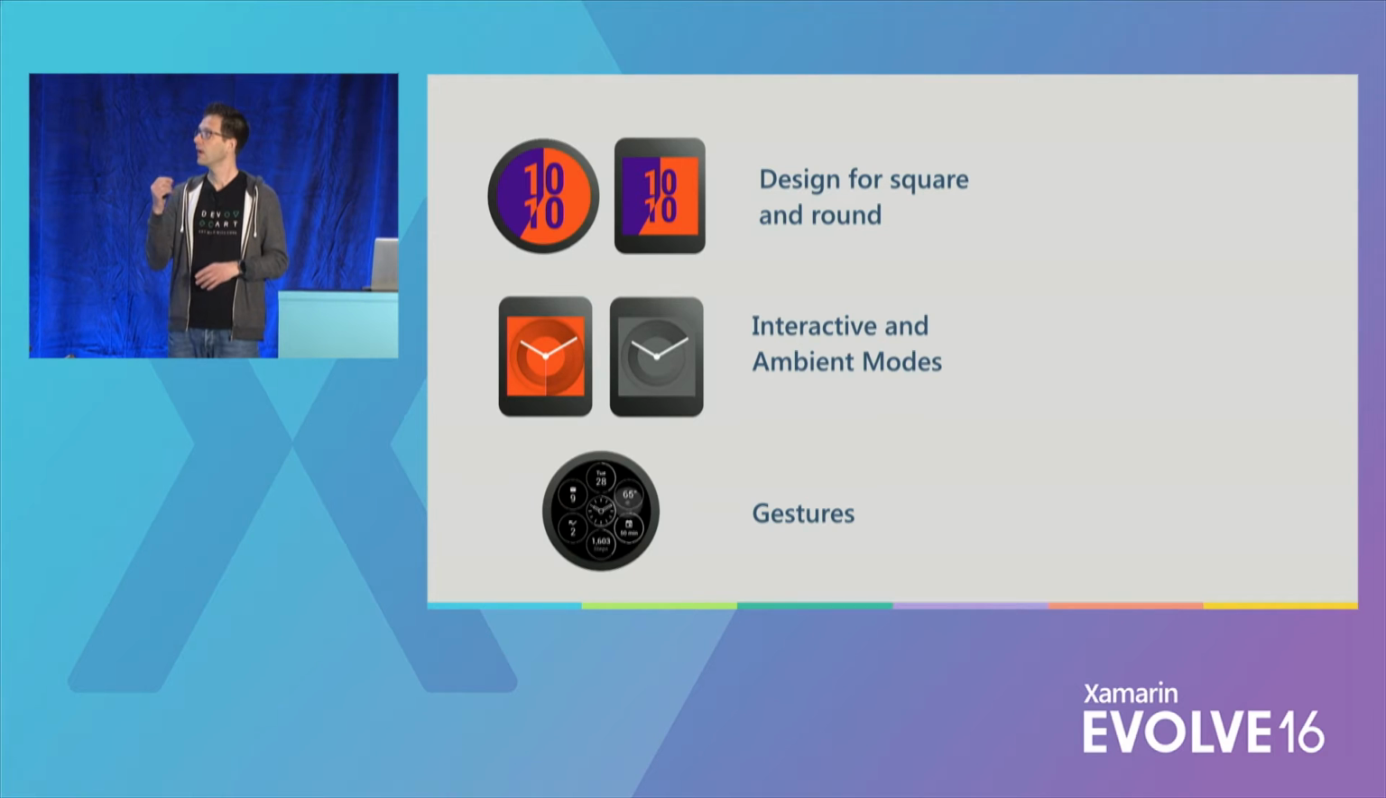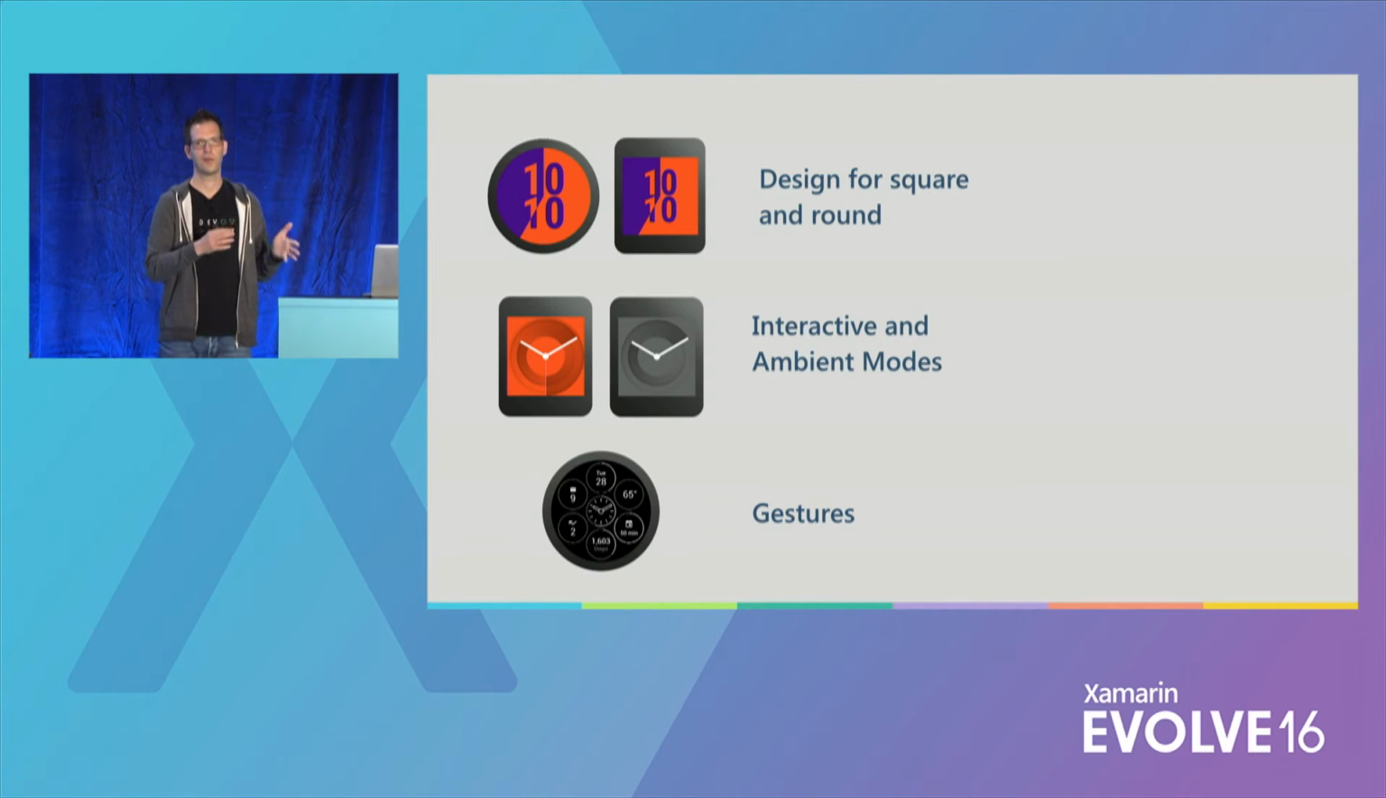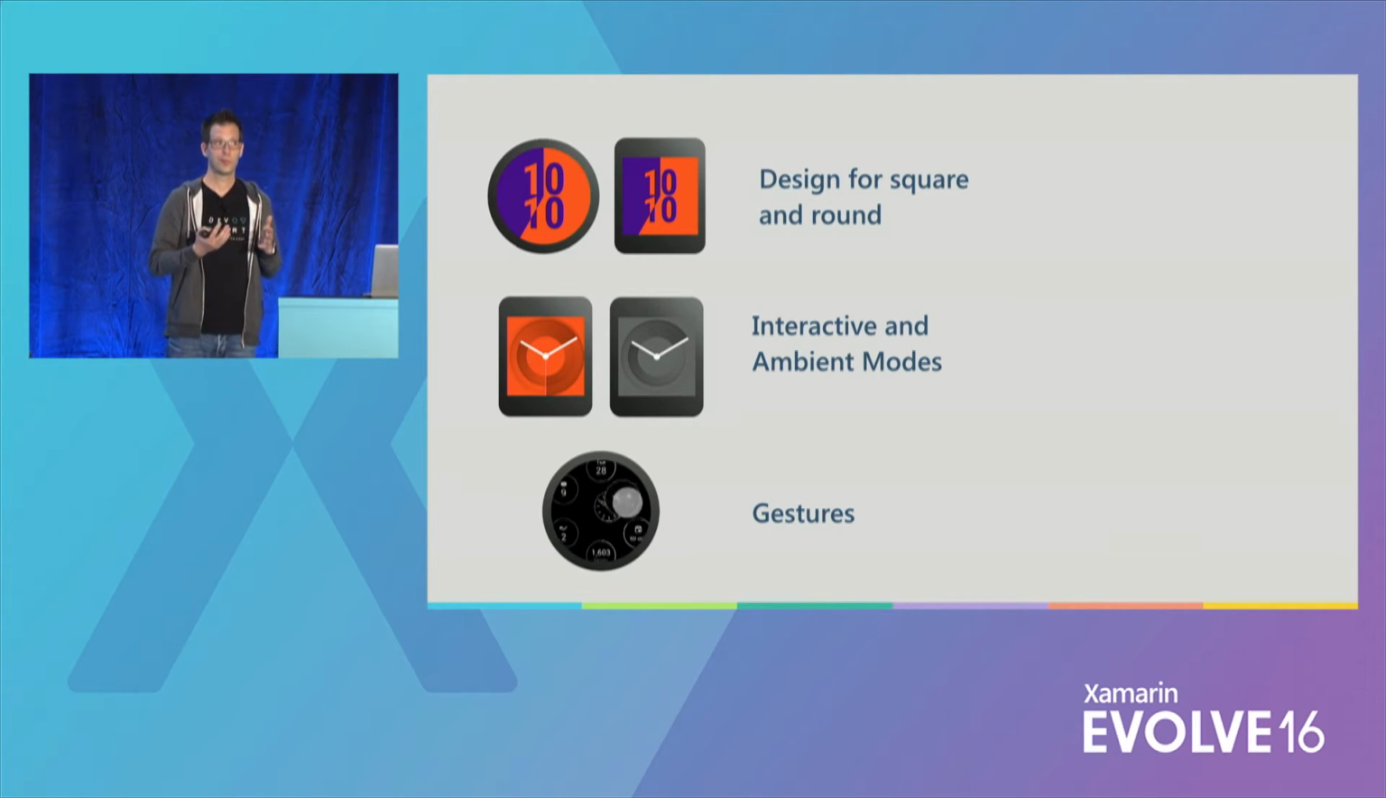Also, you need to be considerate of the battery. And because we wanted to take some of the burden of doing battery runtime calculations off the developers, we came up with this idea of interactive and ambient mode. So the very early Android Wear watches, like the Moto 360, basically turned off the display entirely when you let go of your wrist. And then when you lifted your wrist, it would turn on the display again. We thought we could do better. So we came up with ambient mode.